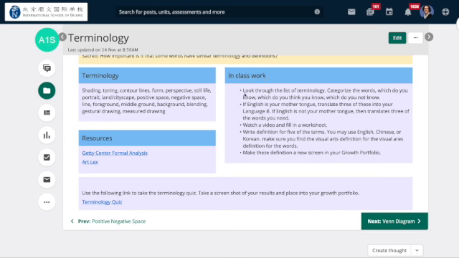Here's the way the class worked. Once again, this is the class before the one you're about to see in the video, and this gets them ready. So look through the list of terminology, categorize the words: which you know, which you think you know, and which you do not know. Here are the terms. If your English is your mother tongue, translate 3 of these into your language B. If English is not your mother tongue, then translate 3 of the words you need.